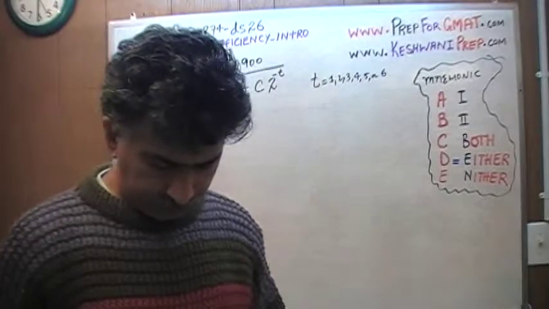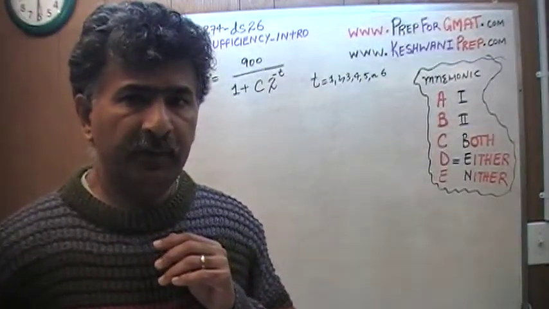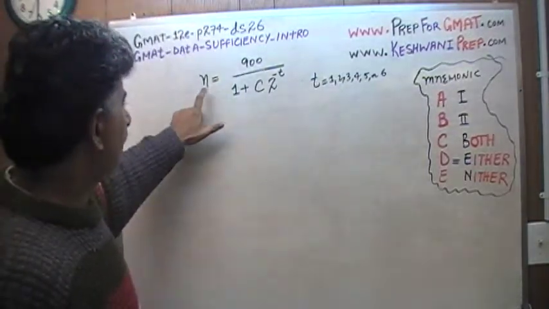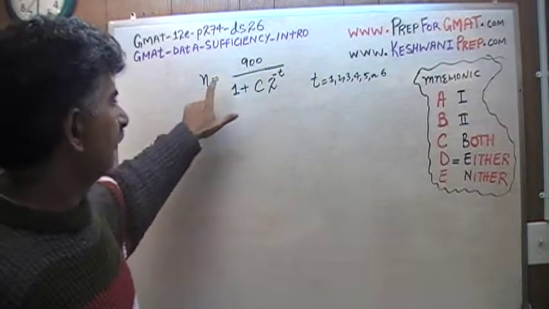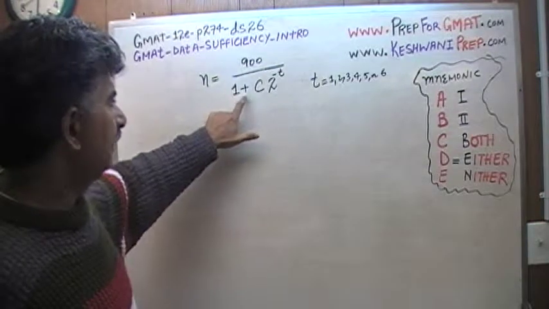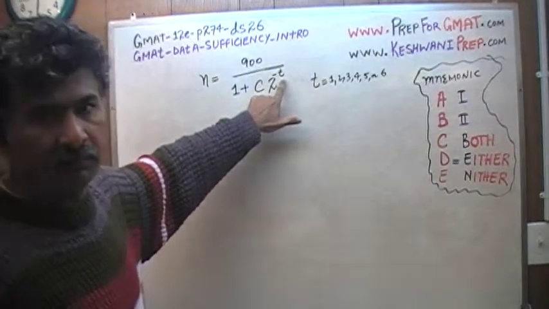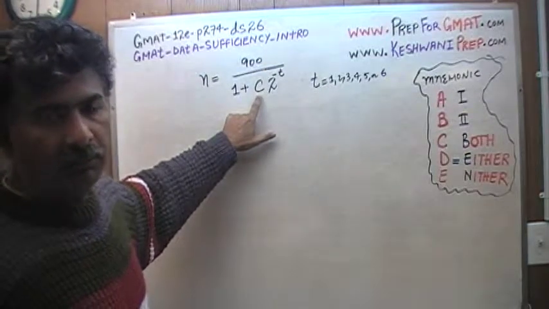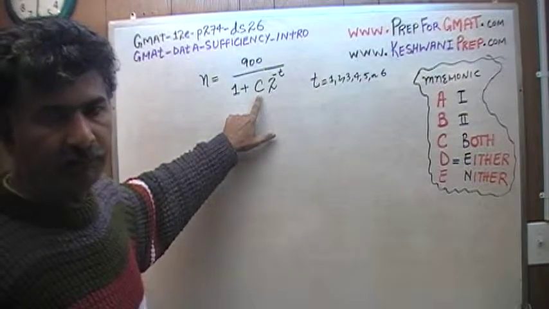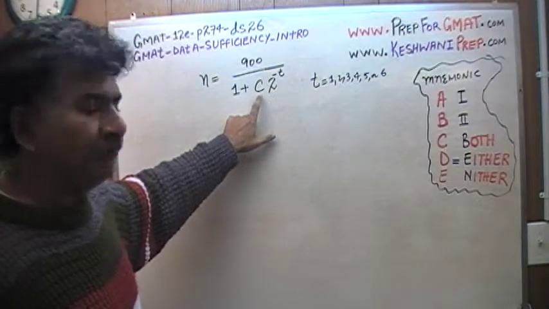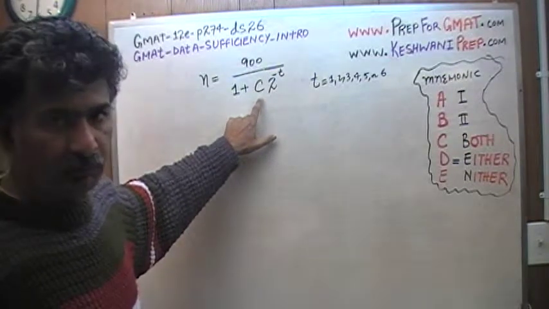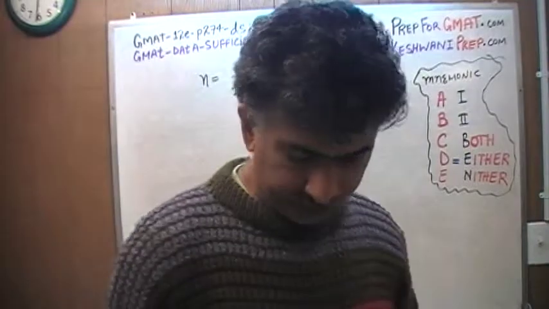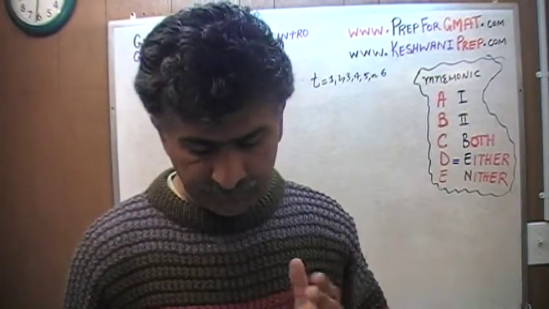So if I wanted to find out how many units this company is going to produce in, say, the third month, I would divide 900 by 1 plus C times 2 raised to negative 3. As you can see the problem already, we do not know the value of C as of yet. So our job is to figure out if there is enough information in statement 1 or statement 2 by itself, or putting them together, to ascertain the value of C.